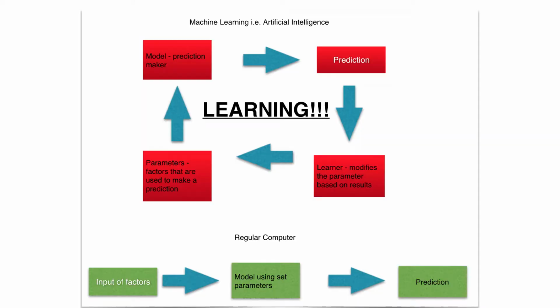So here's another one. This one is machine learning versus artificial intelligence. Hard to tell exactly what's going on here. It looks like there's a feedback loop. Learner modifies the parameter based on results. Parameters are the factors used to make a prediction. It's clear from the arrows that there's a loop of some sort that results in learning, exclamation point, exclamation point, exclamation point. So, you know, purpose, function, or effect, yeah, this probably gets it.